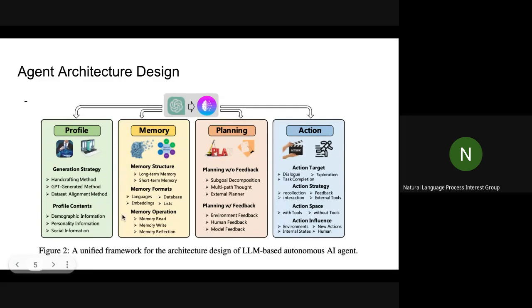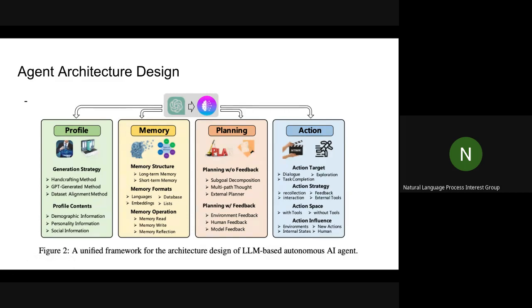Memory, they decompose into the memory structure, format, and operations. Within the structure, there's short and long term. And then you can store that memory in various different ways: through natural language, through various embeddings, through more conventional databases and SQL operations, and then structured lists and dictionaries that preserve the hierarchy of a memory. And then they also decompose into different memory operations: read, write, reflection, and then memory management as well.